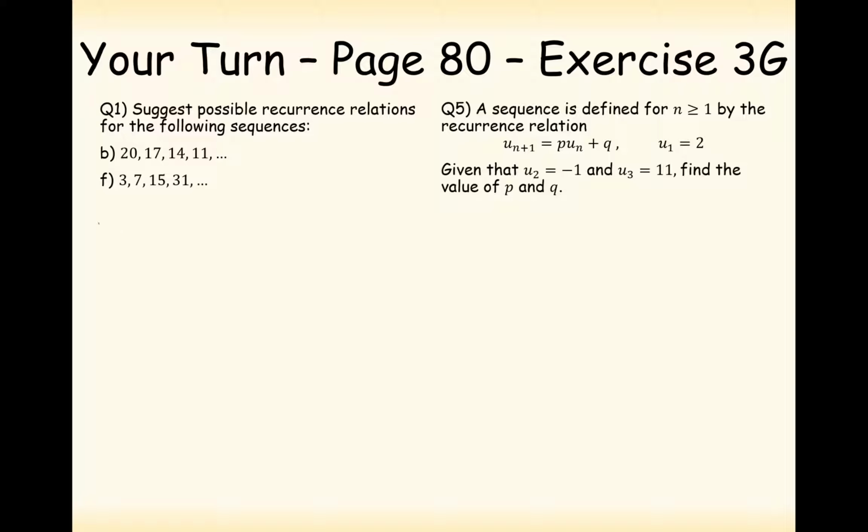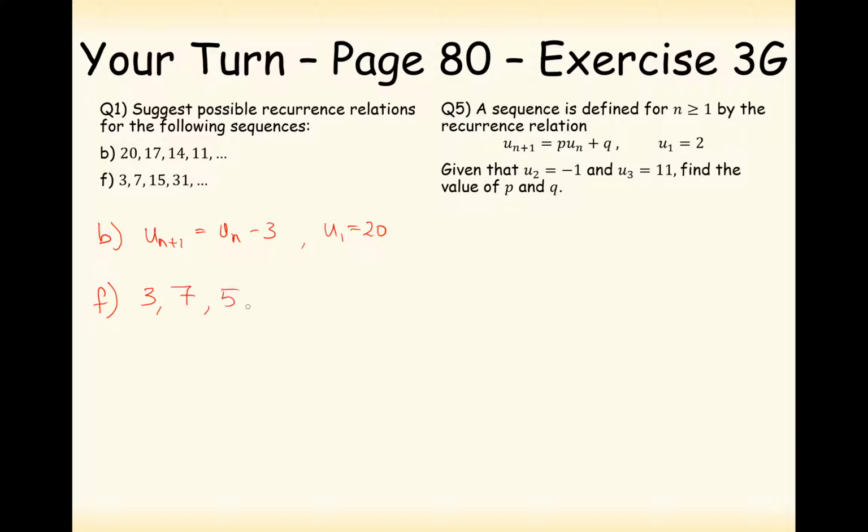Right, okay, so for part B, hopefully you've spotted that to get up to the next term, you use the current term and subtract 3. So that's what your recurrence relation formula looks like, but you need to also find the first term, so u1 equals 20.